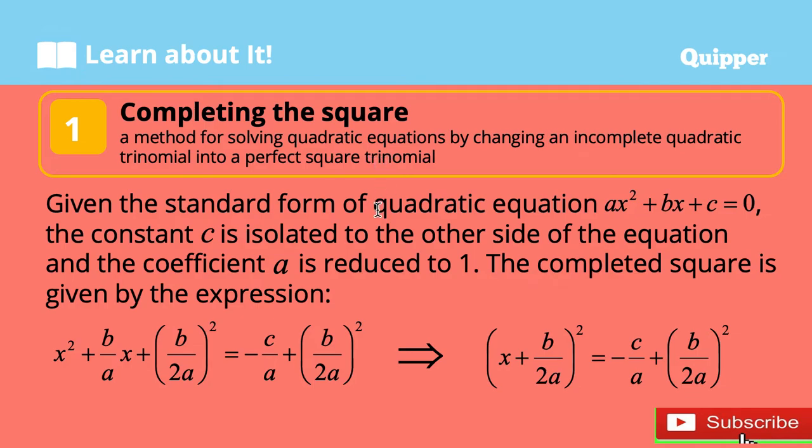Given the standard form of a quadratic equation, ax squared plus bx plus c is equal to 0, this constant c is isolated to the other side of the equation, or we are going to transpose this positive c to the other side, and then the coefficient a will be reduced to 1. Whatever the number here will be reduced to 1. And the completed square is given by the expression, this one.